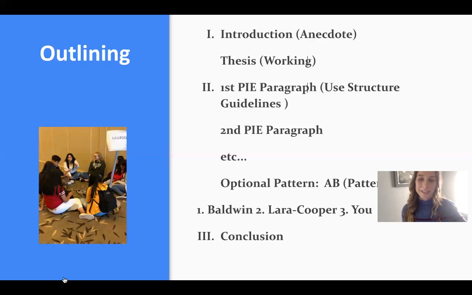So first you'll speak to the Baldwin essay, and then you'll speak to the Laura Cooper essay, right back to back within each paragraph. So maybe it's more like A, B, and C, and you'll maintain that pattern even though it'll be different content in each paragraph as you go along.